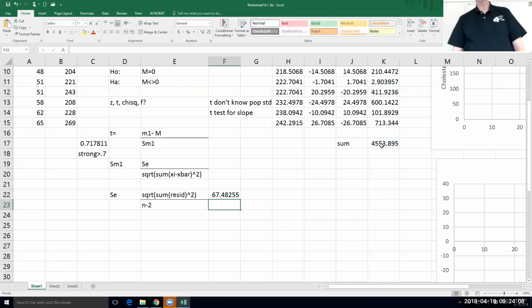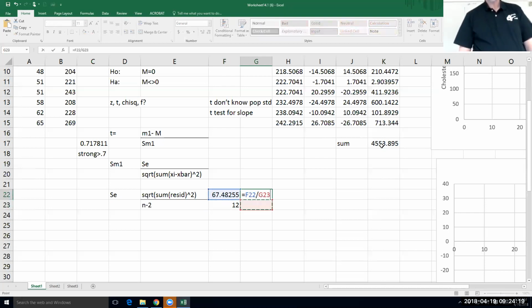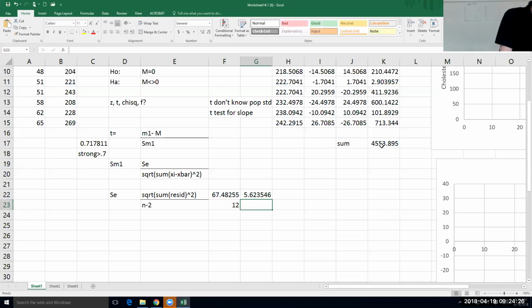And n minus 2, what was my n? 14 minus 2 is 12, so we're going to take that divided by 12, and that gives me 5.62. Oh, actually, let me make sure I'm doing this right. I think I did do that wrong.